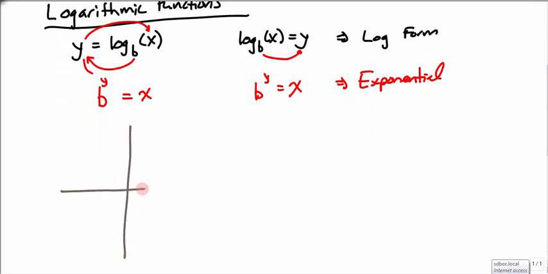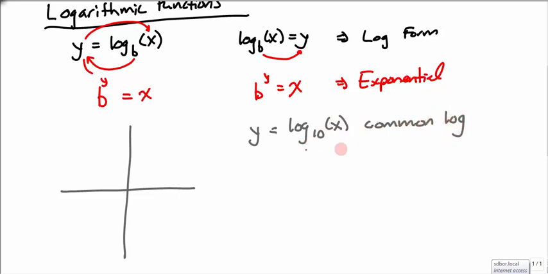Now there's a lot of different types of logs because we just need to change this number for the base and we have a different graph. But the general idea, the general sketch is the same. So we're going to look at two different graphs here. We're going to look at log base 10 of x. This is called the common log. It's called the common log because of the base 10.